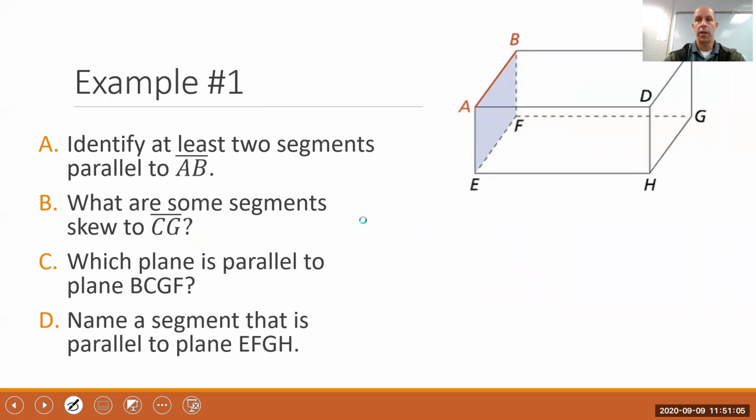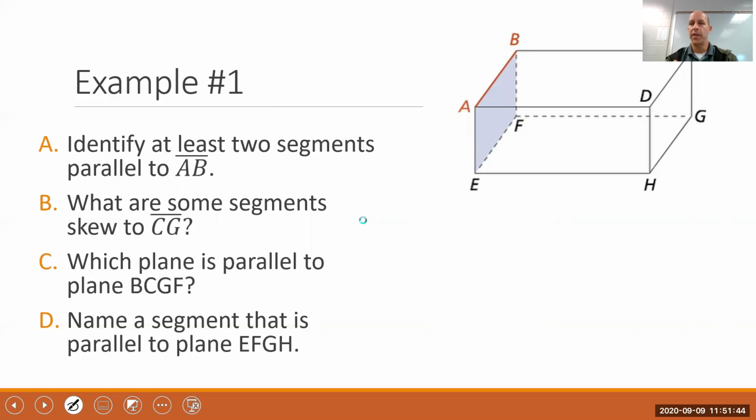All right, so let's go ahead and look at some examples. I'm going to move my picture a little bit out of the way. So we've got what looks like a prism here. You can see there's a number of points and segments. I should also mention that if we say two segments are parallel, then you're basically saying the lines that are formed by those segments are parallel. So question A says, identify at least two segments parallel to segment AB. They have to be in the same plane and they have to be parallel.